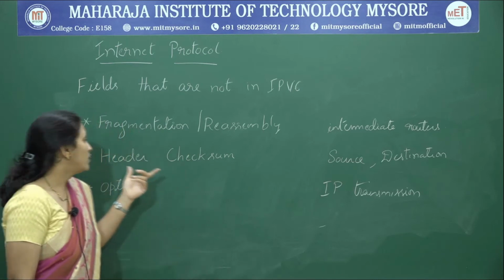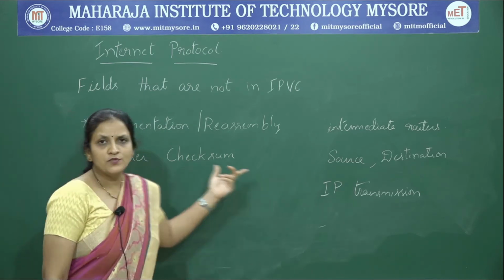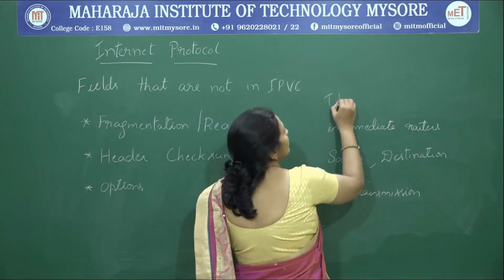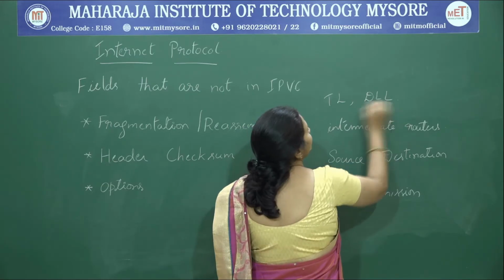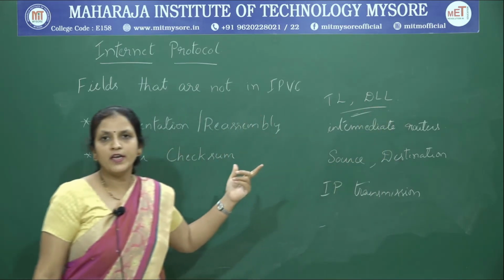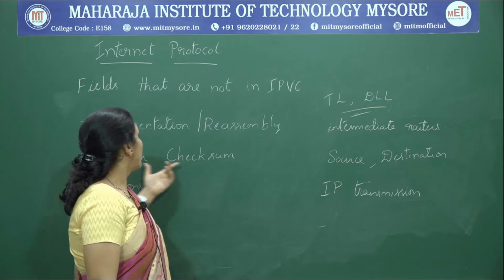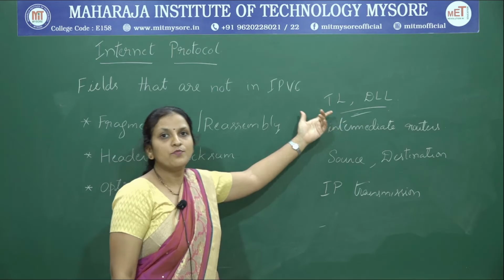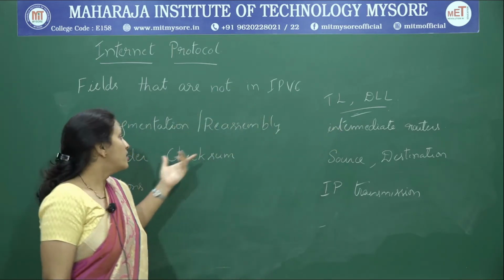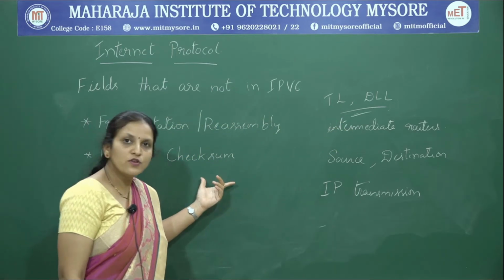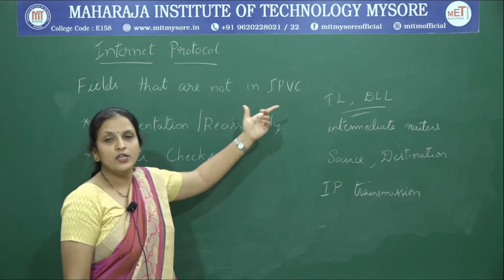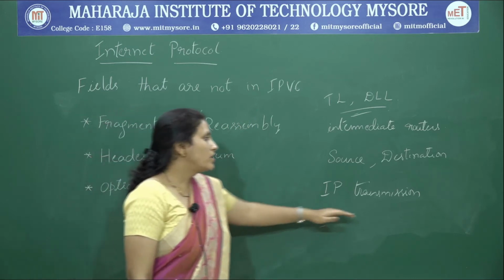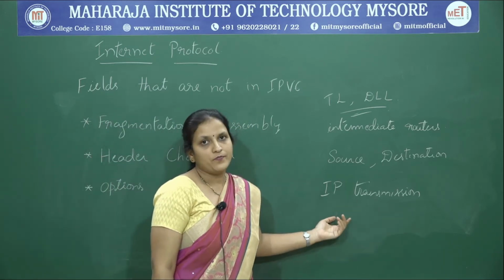The next field that has been removed is the header checksum. As we all know, checksumming is done in the transport layer and the data link layer, so there is no need to do it again in the network layer. In order to avoid unwanted processing in the network layer, this header checksum field is also removed in IPv6. So, this also contributed a lot to the increase in the transmission rate of IP.